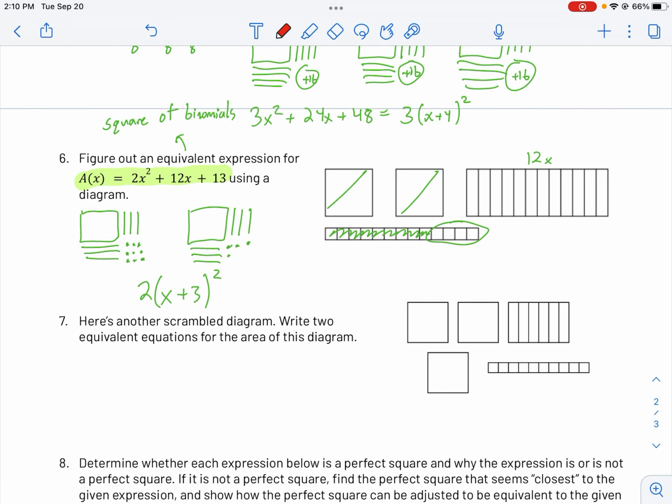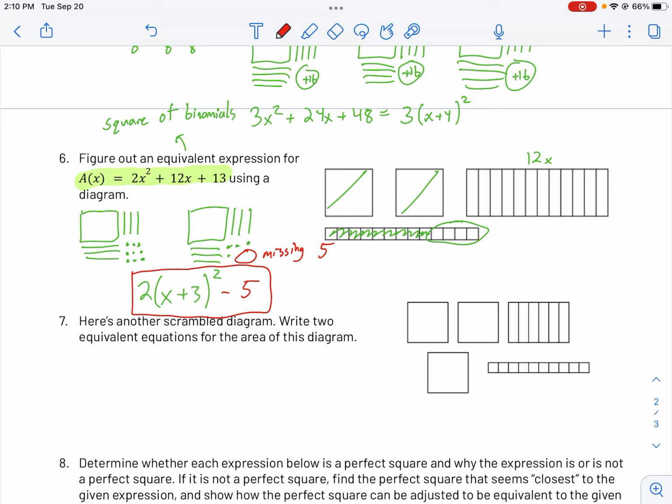However, I'm missing 5. All right, I'm 5 over. I'm 5 too big with this expression, so at the end, I need to subtract 5 because I was missing those 5. So that is an equivalent expression for the trinomial.